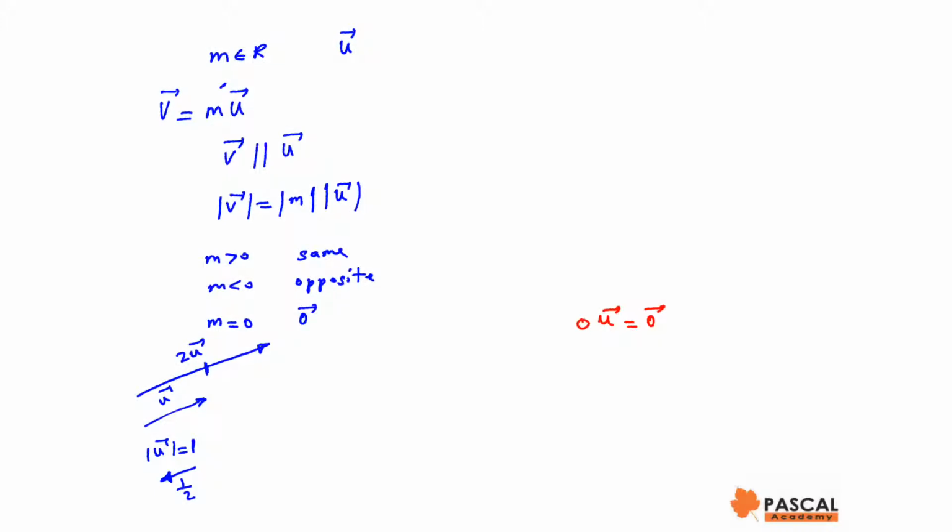For example, U is given in this diagram. 2U is a vector parallel to U, and its size is double the size of U. Therefore, if size of U is 1, size of 2U is 2. Negative half of U is a vector in opposite direction of U, and the size of that is negative 1 over 2. The important point here is MU and U are always parallel.